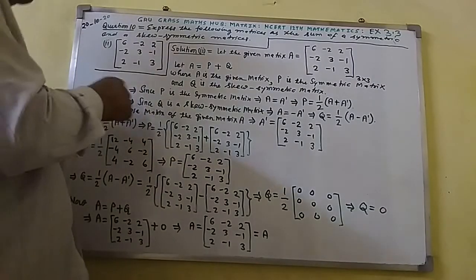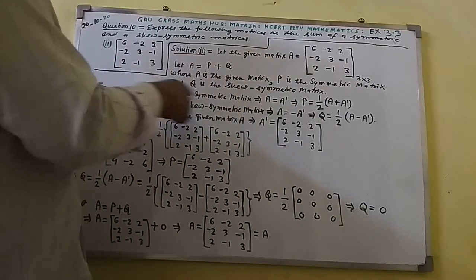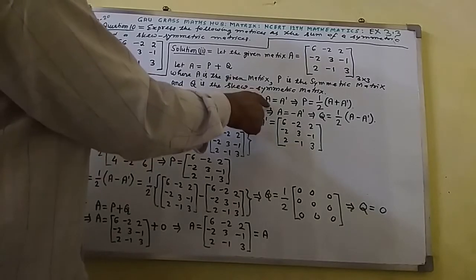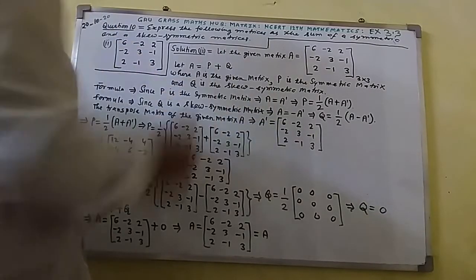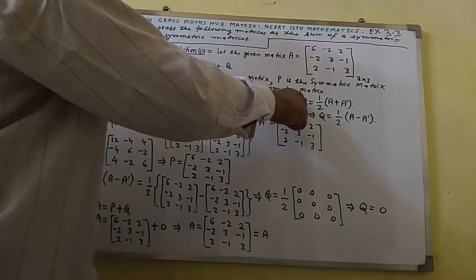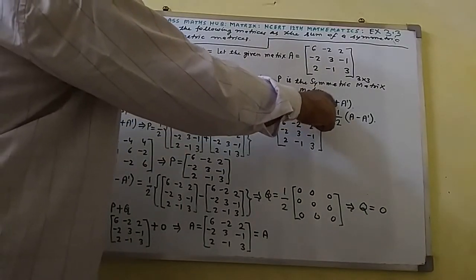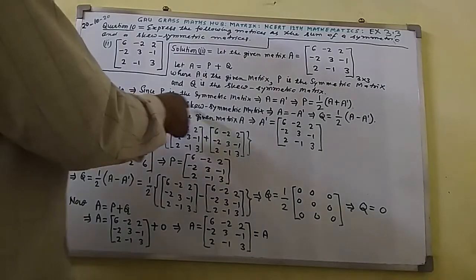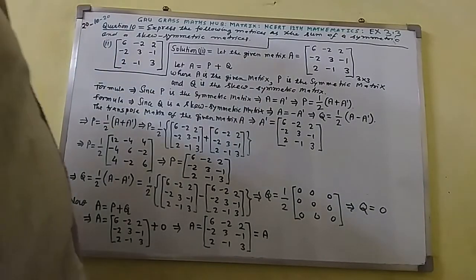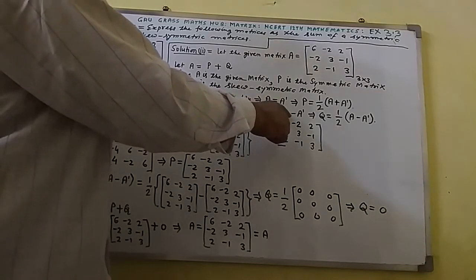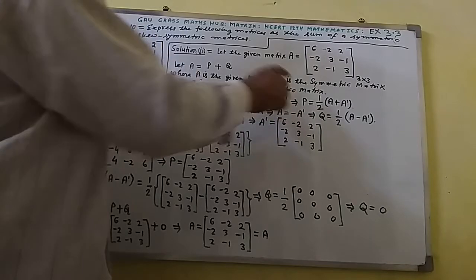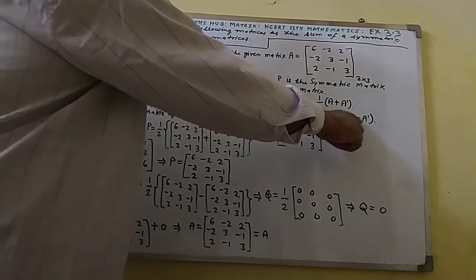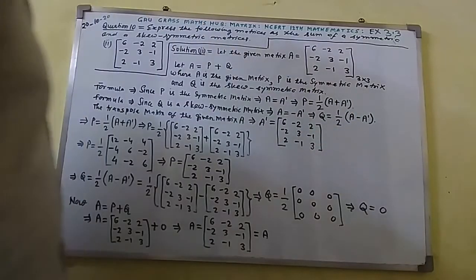Formula I have written here: since P is the symmetric matrix, the given matrix A equals the transpose of A, it implies that P equals 1 over 2 in bracket A plus transpose of A. Since Q is a skew symmetric matrix, A equals minus transpose of A, it implies that Q equals 1 over 2 in bracket A minus transpose of A.